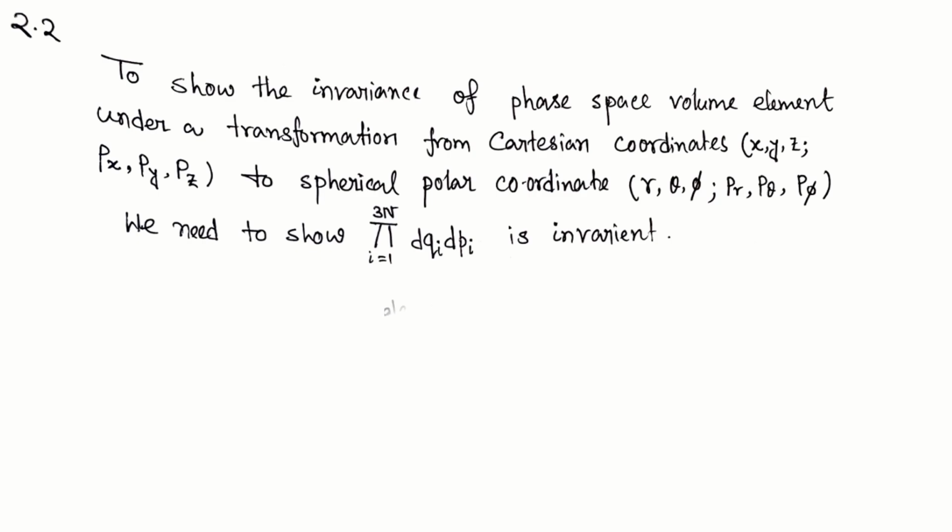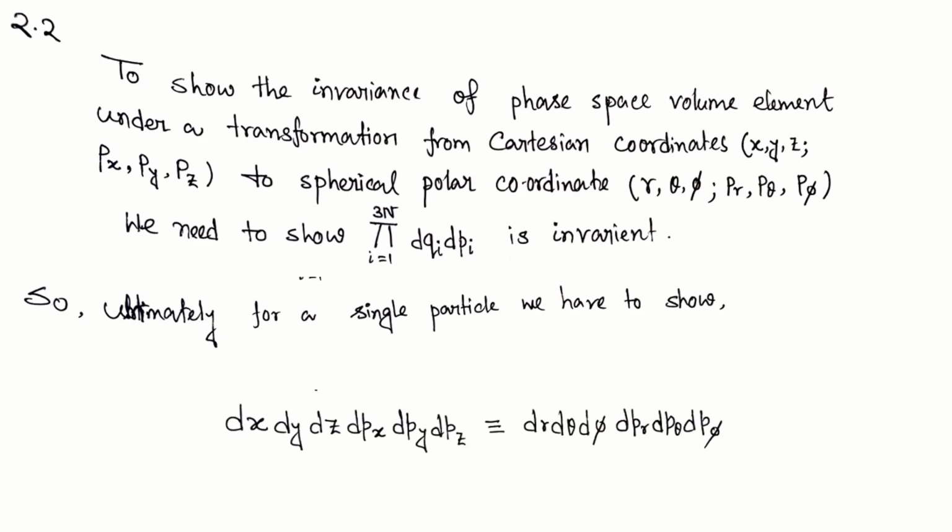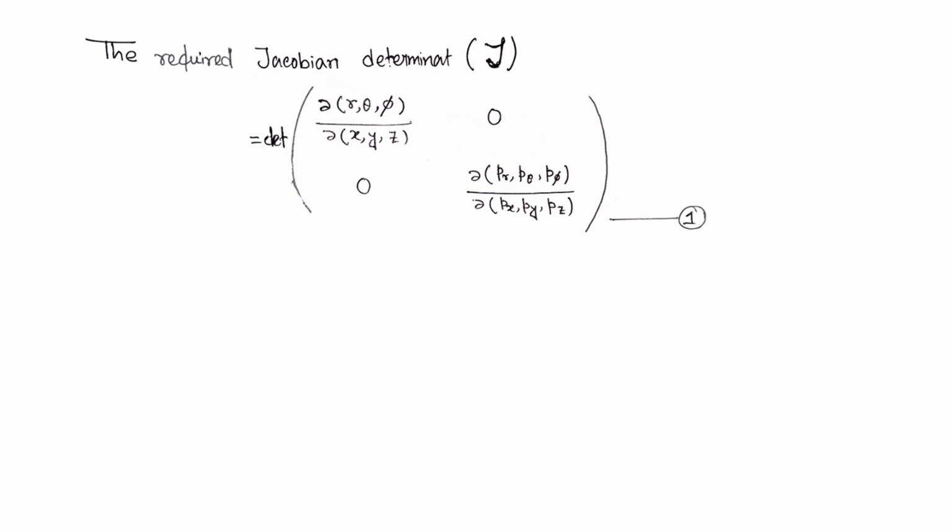So this is our goal. We have to show that the multiplication of the dq_i and dp_i should be the same for a single particle. So this is our Jacobian determinant. These two quantities we have to find, and after finding them, we put them in this equation, and we will check whether the Jacobian determinant is 1 or not.